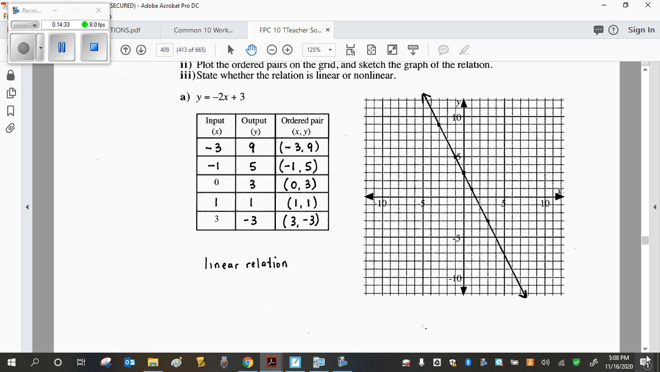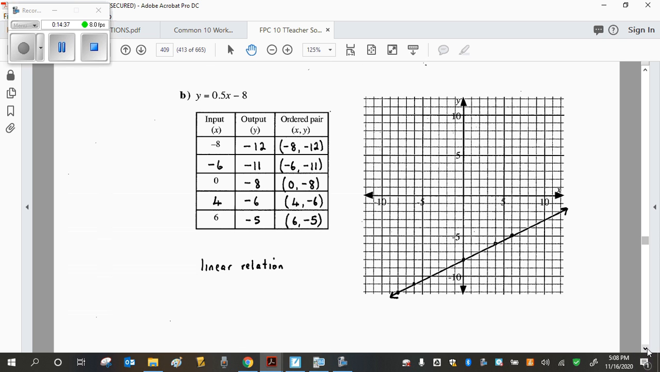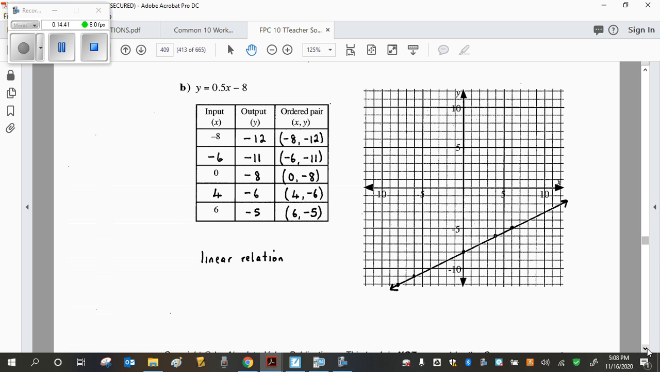Okay, here comes the next one. I guess I gave you -4 here instead of -6. So if you had -4, that's what I gave you, not -6.